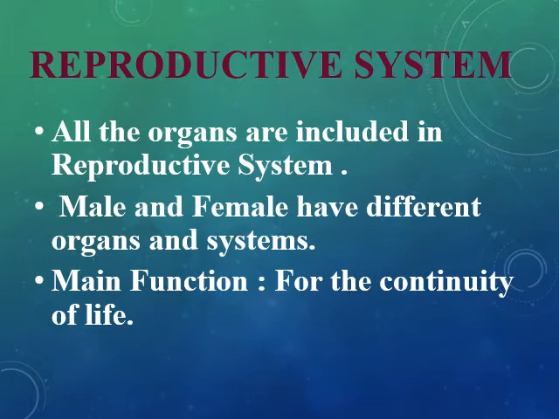So here we have studied about all the organ systems that are given in your chapter. What systems we have studied? We have first studied about skeletal system. Then we have studied about digestive system. Then circulatory system. Then excretory system. And lastly, we have studied about reproductive system. I hope all of you understood about all these organ systems.